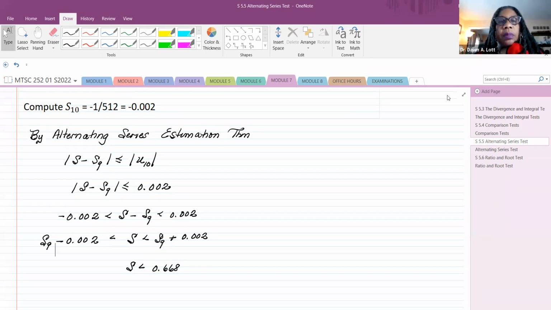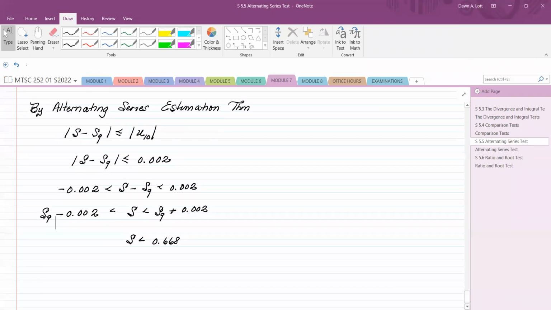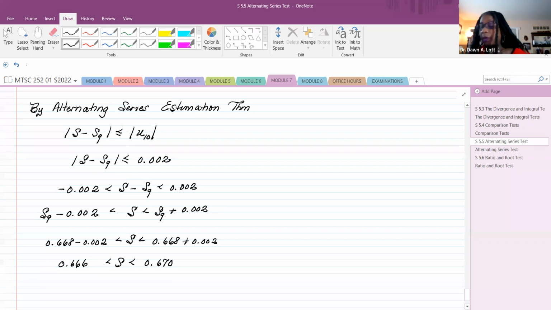I have somebody in the chat. Okay. And this is plus 0.002, and this is greater than S9, which is 0.668 minus 0.002. So I get that the true value of my series is less than 0.670, but it's greater than 0.666. Okay, that's pretty good.